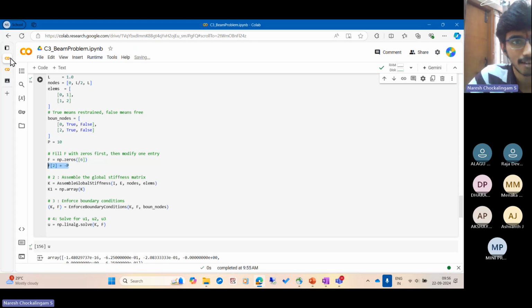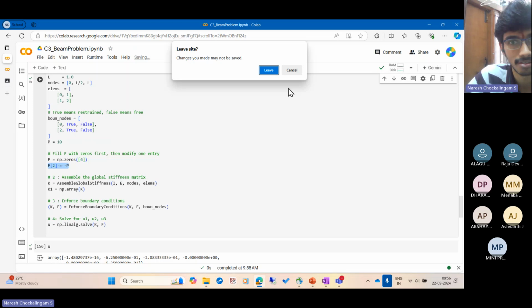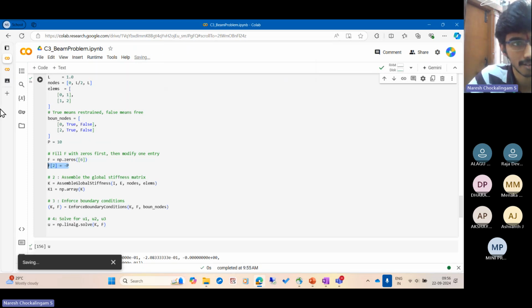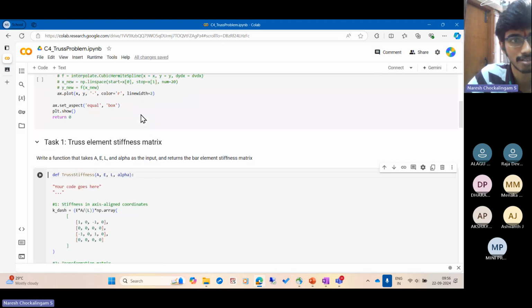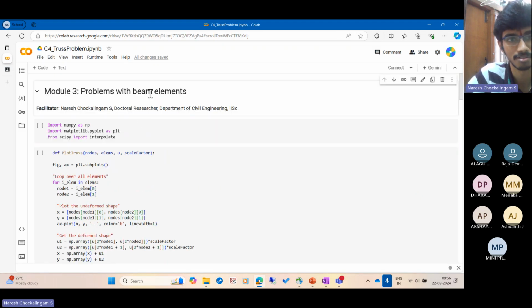Now I'll close this beam problems. We will start with. Oh, I didn't save it. Save it. I'll close the beam problem, and we'll start with trusses. Truss elements.